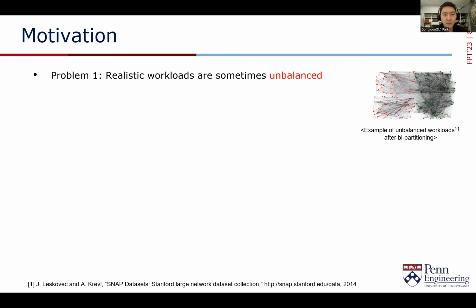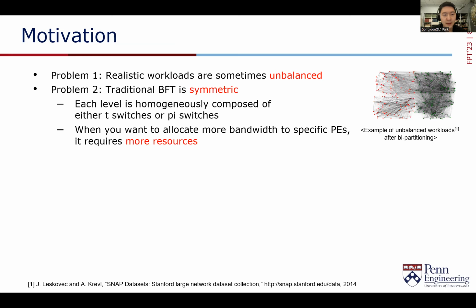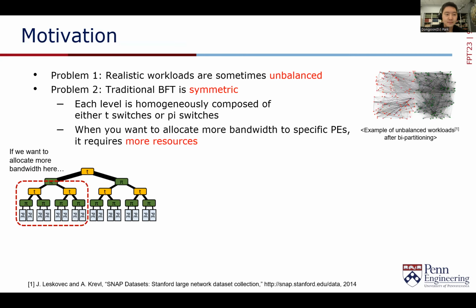The first problem that motivates our research is that realistic workloads are sometimes unbalanced, as shown in the figure on the right. And traditional BFT is symmetric, which means that each level is homogeneously composed of either T switches or pi switches. And when you want to allocate more bandwidth to specific PEs, it requires more resources.